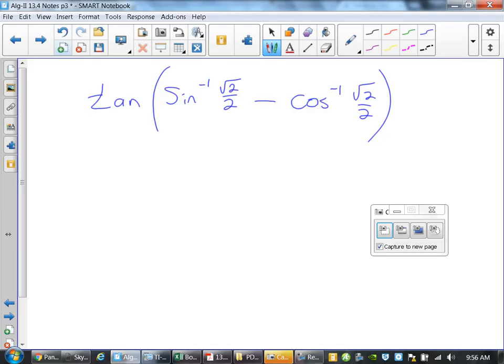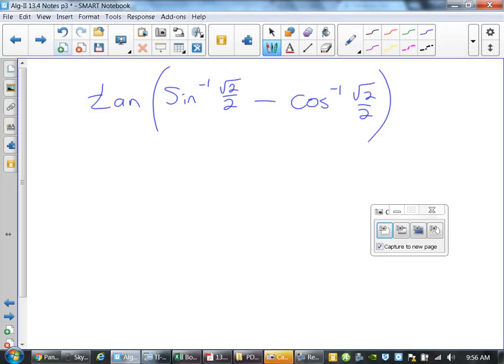Remember, what angle has a sine of root 2 over 2? What angle has a cosine of root 2 over 2? 45. What's 45 minus 45? 0. What's the tangent of 0? 0. Go to the next problem. Yes! Got it.